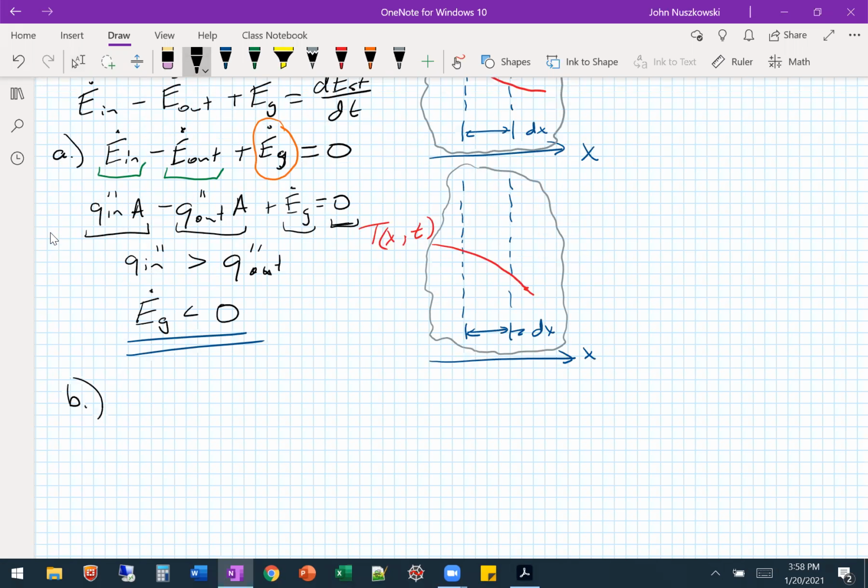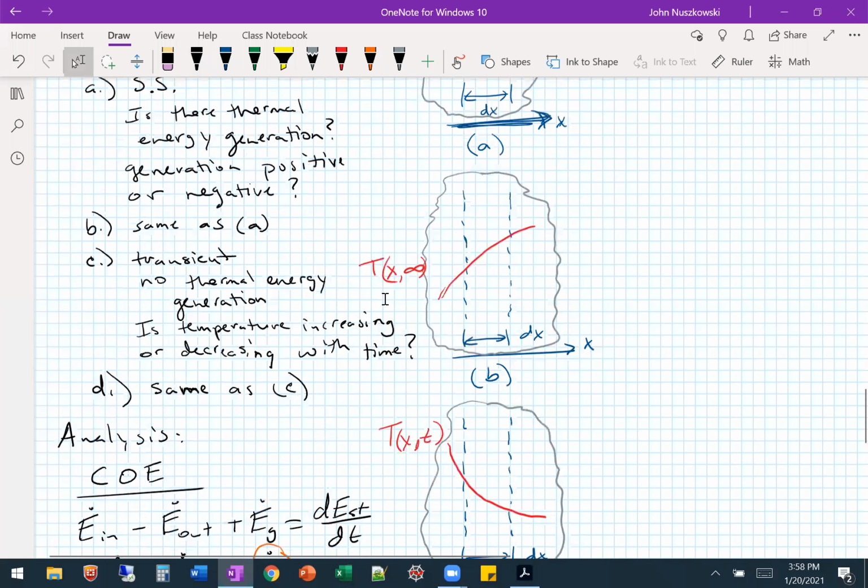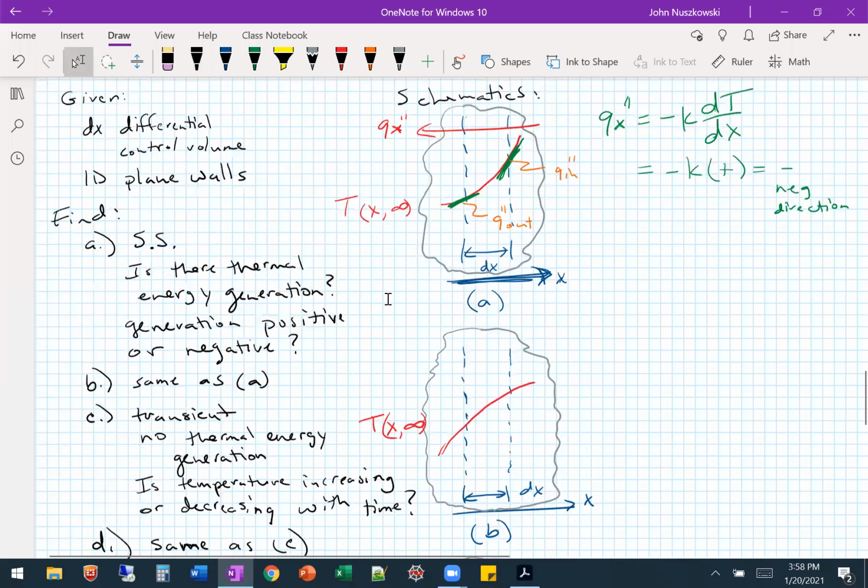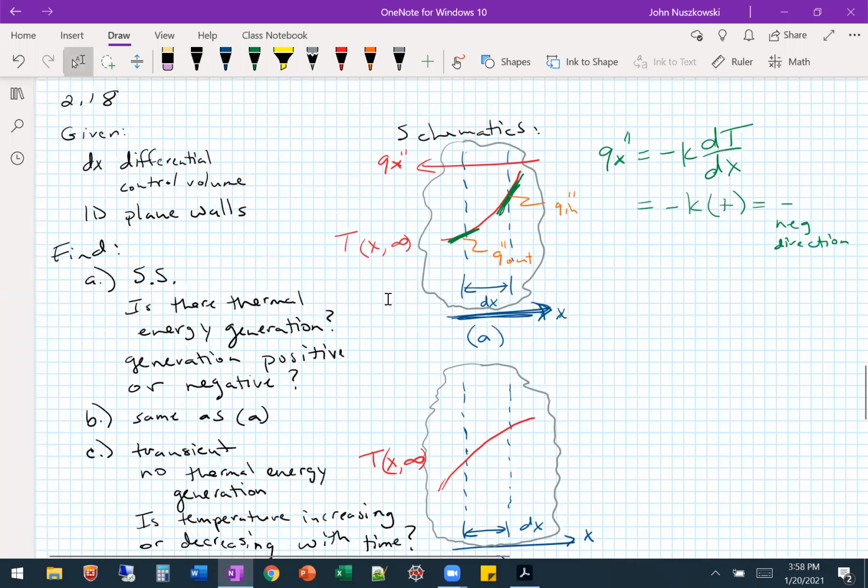All right. Part B is the same question as A. It's just a different schematic, right? So we'll walk through it again. Which direction is the heat flowing? Is this going from left to right or right to left? Right to left. Right to left still. Okay. And then we can check that again.